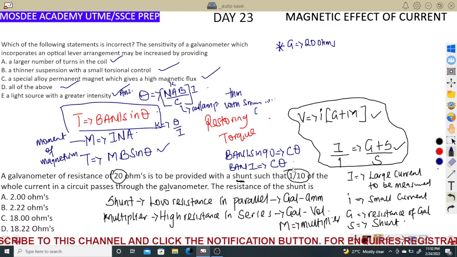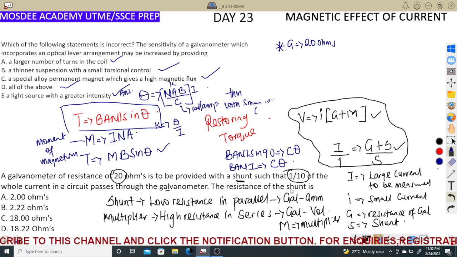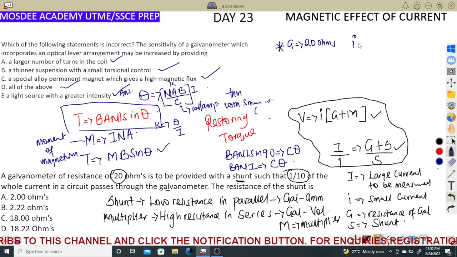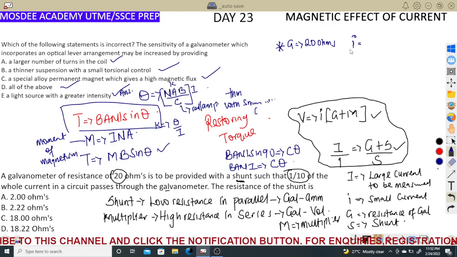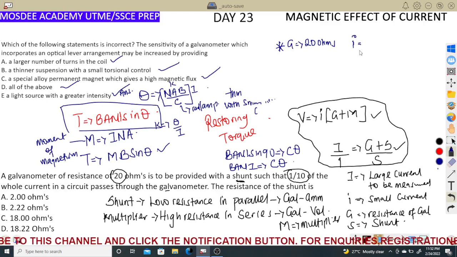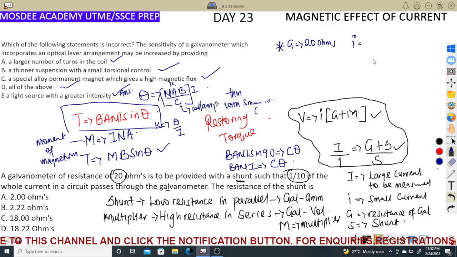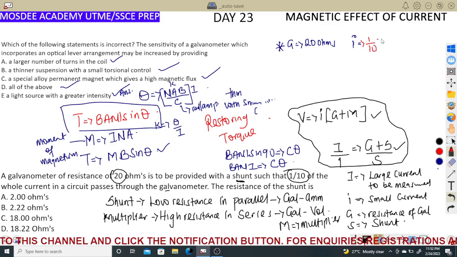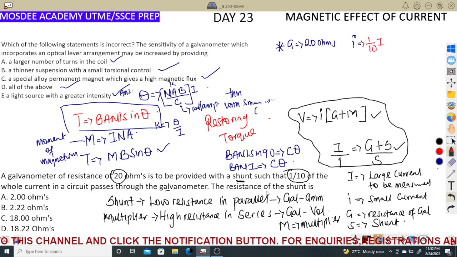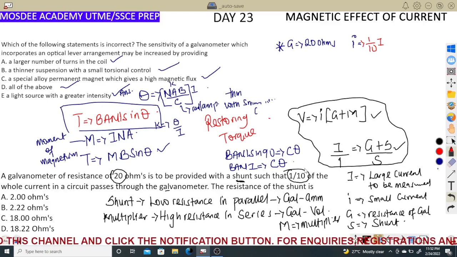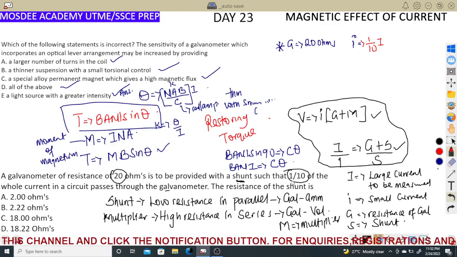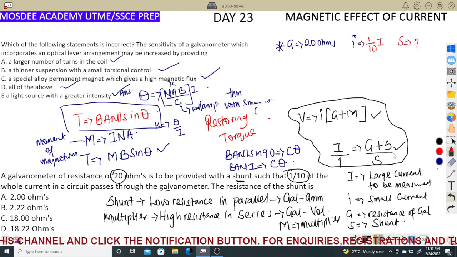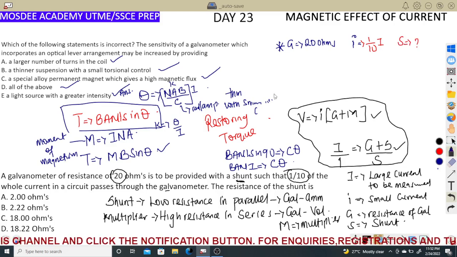Now, it is to be provided with a shunt, such that the current through the galvanometer, small i, is 1/10 of the big I, the current in the circuit. So small i equals 1/10 of big I. That's the meaning of 1/10 of the current passing in the circuit. The resistance of the shunt, S, is what we are looking for. So for a shunt, use this; for a multiplier, use that.